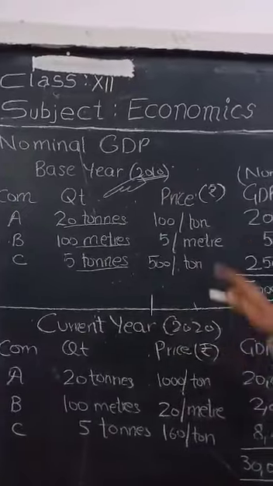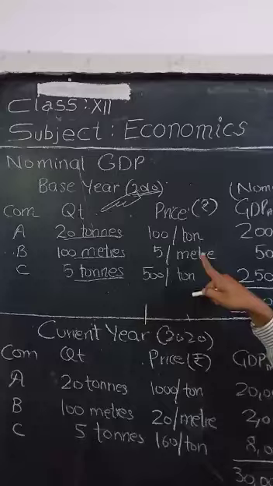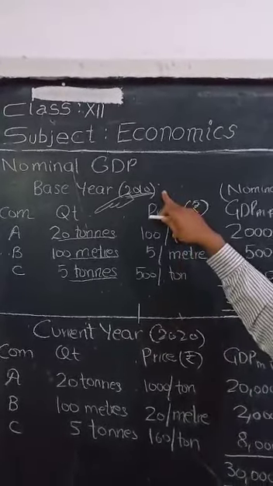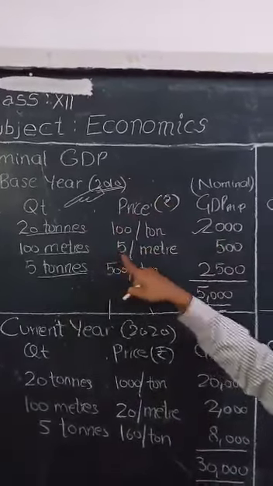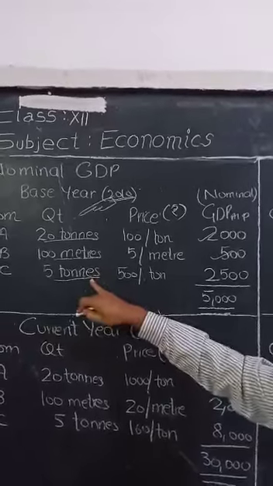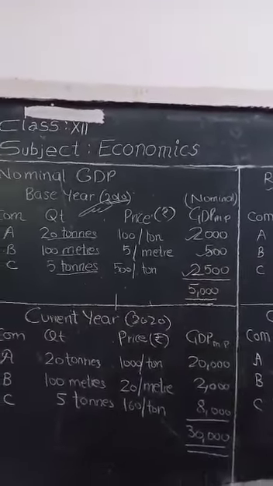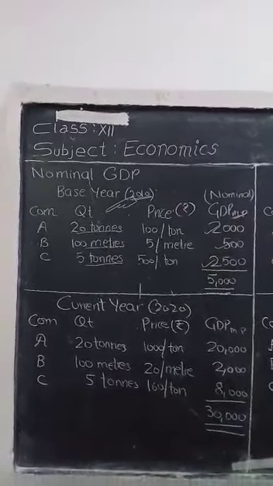Okay students, now here you can see the price is 100 rupees per ton, 5 rupees per meter, and 500 rupees per ton. According to this year's price, we multiply 20 into 100, 2000, 100 into 5, 500, 5 into 500, 2500. In totality we have 5000 rupees. This is nominal GDP at market price. This thing you have to keep in mind.